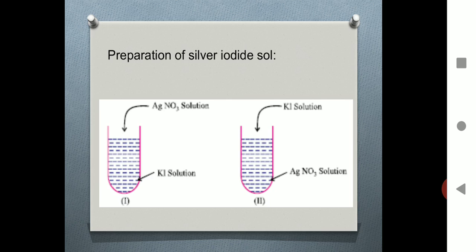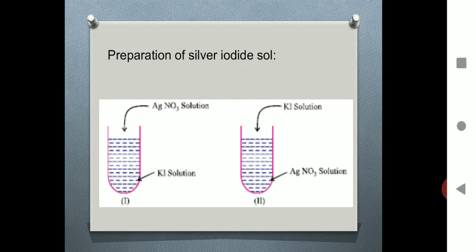This can be clearly understood by taking an example, the preparation of silver iodide sol. In the first case, as is clearly visible in the figure, excess of potassium iodide solution is taken and into it silver nitrate solution is added slowly, dropwise. The reaction between silver nitrate and potassium iodide will result in the formation of silver iodide, which will be present as a colloidal particle in the dispersion medium.